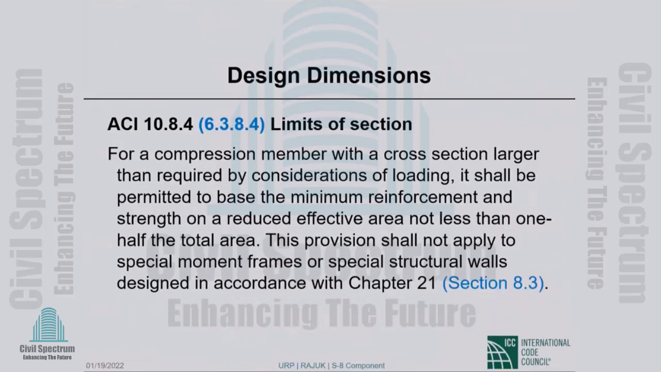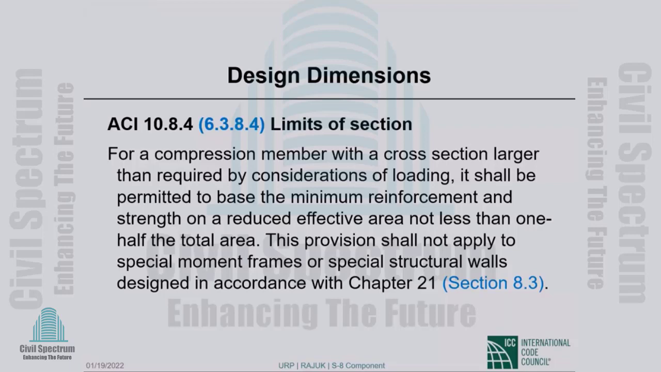For a compression member with a cross-section large, this is extremely important, extremely important. Okay, so for a compression member with a cross section larger than required by considerations of loading, this is very common, I'll tell you why, it shall be permitted to base the minimum reinforcement and strength on a reduced effective area not less than one half the total area. This provision shall not apply.